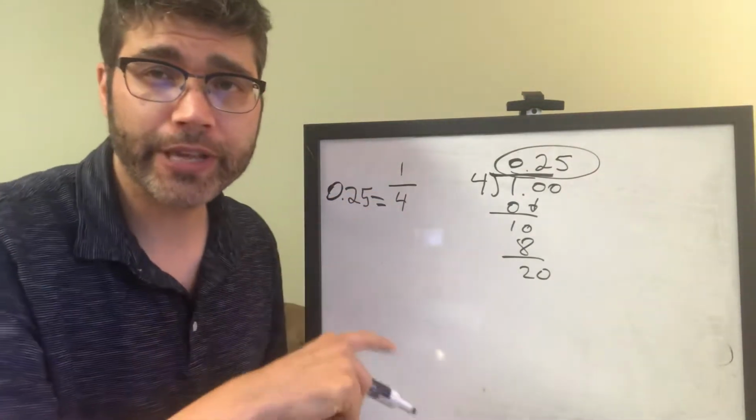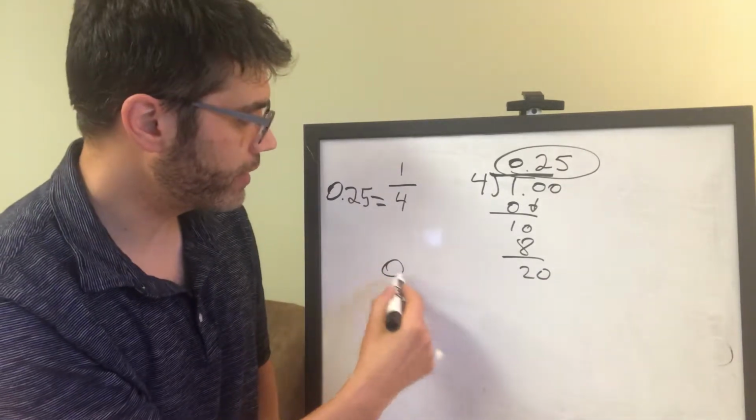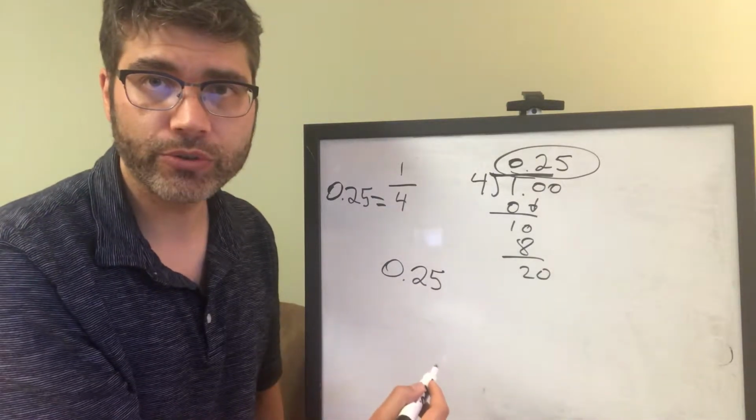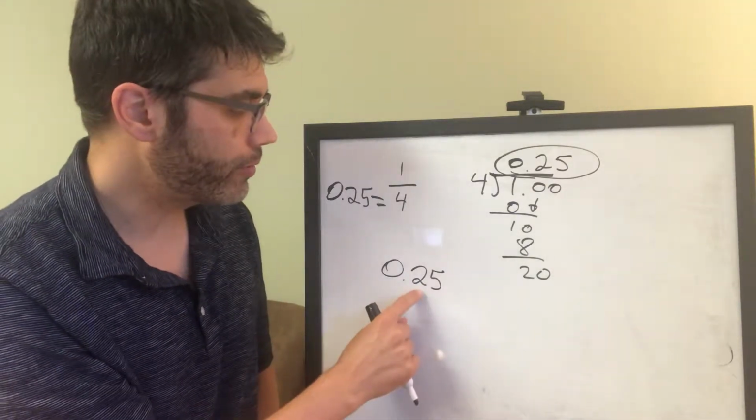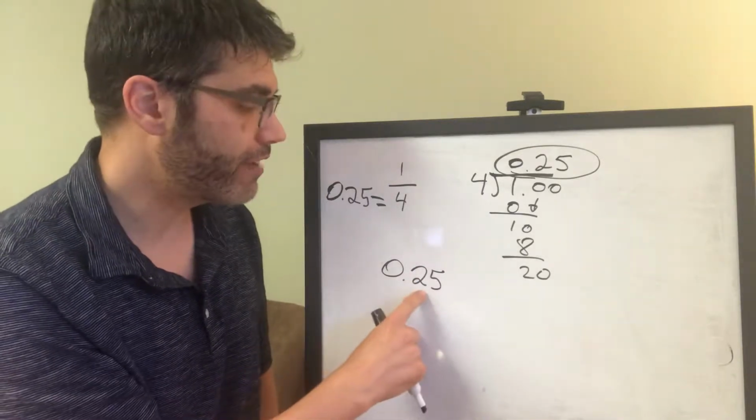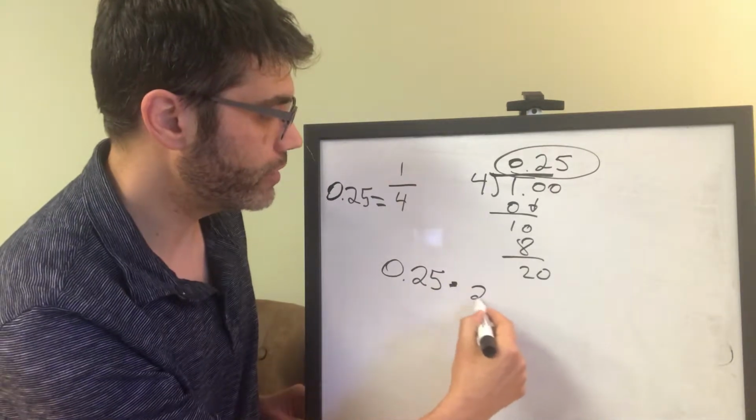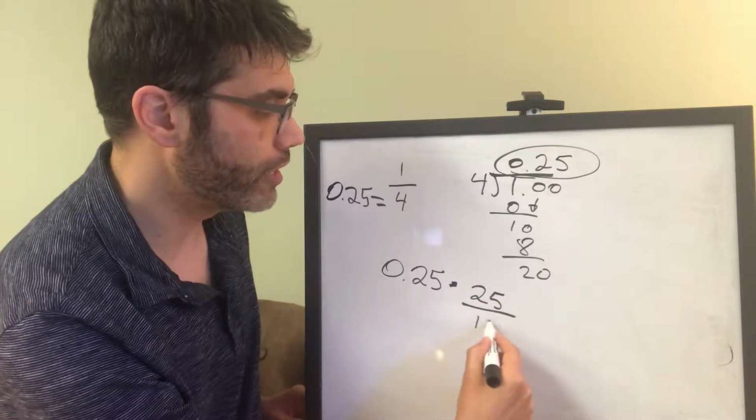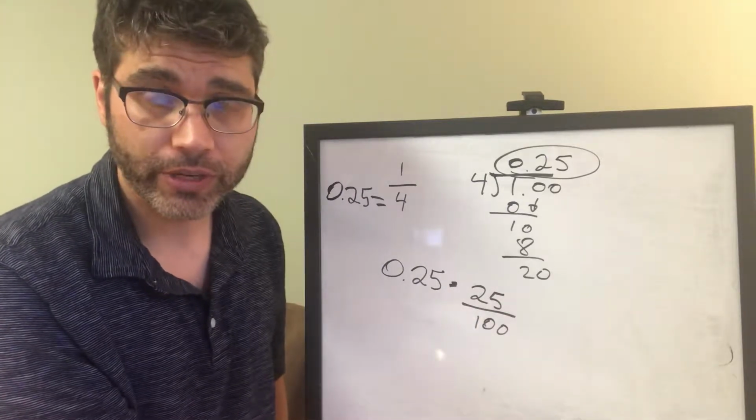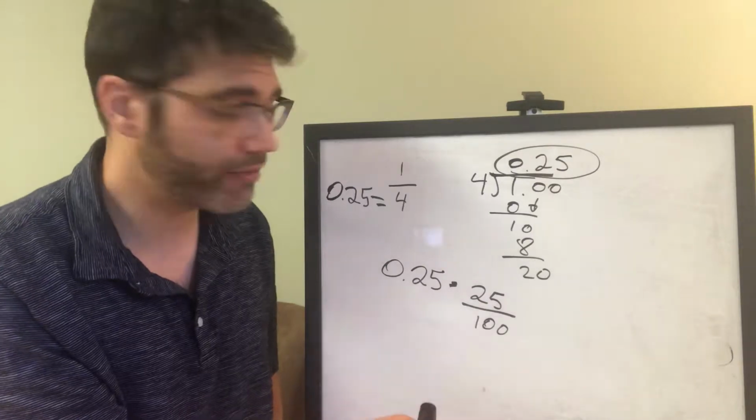You can also convert it back from a decimal into a fraction. So if you were given 0.25 and you need to convert that into a fraction, what you do is, if you can say it, then you can write it down. So 25 hundredths is how you would say that, which is equivalent to 25 over 100. Now what you'll have to do is reduce it. So always reduce any fraction that you have.